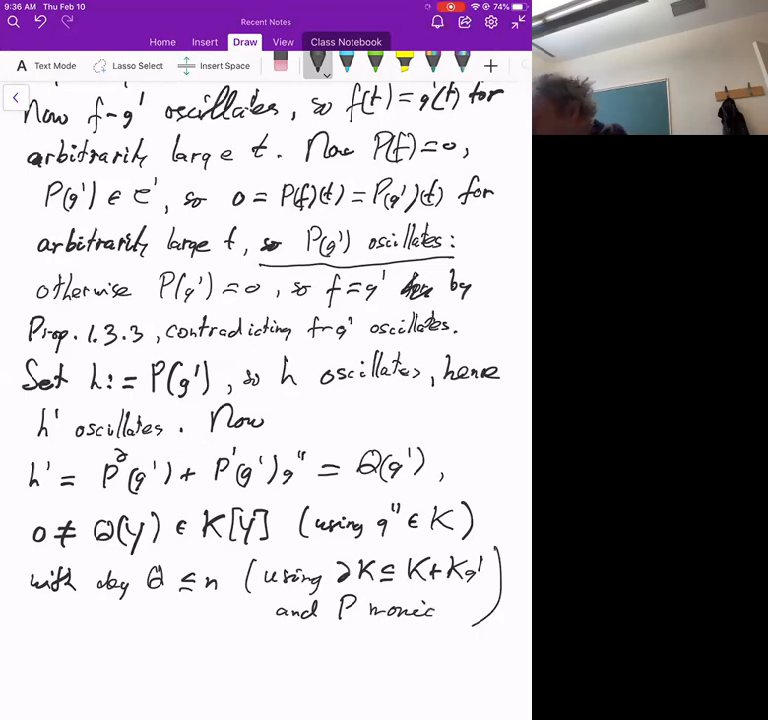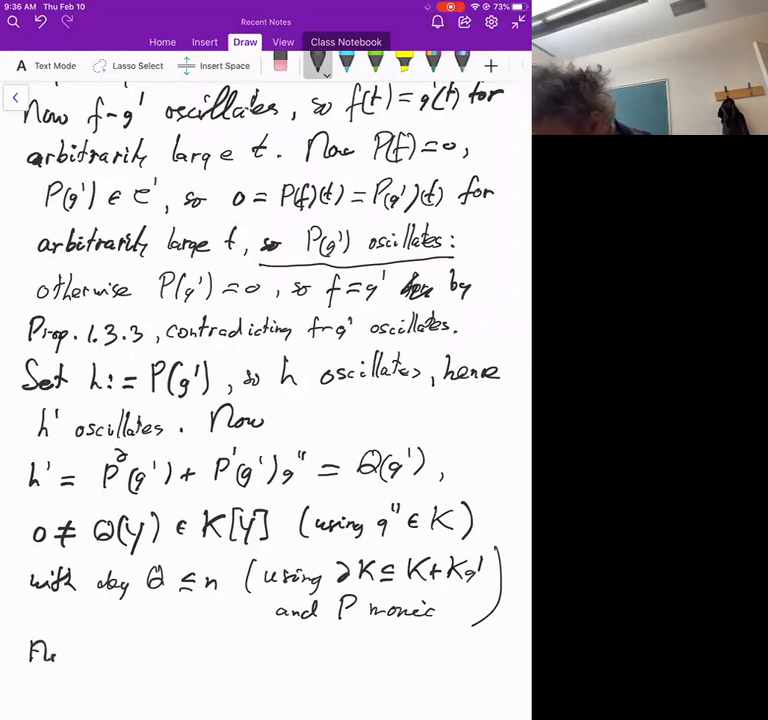Okay. Now we factor. Why is it not 0, by the way? Well, H prime oscillates, so it's certainly not a 0 function. And so Q cannot be the 0 polynomial.